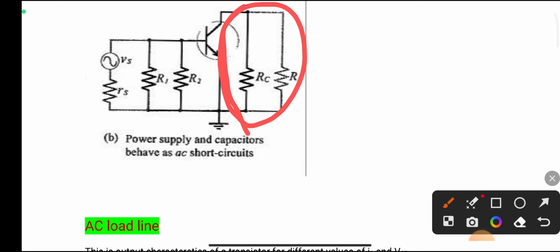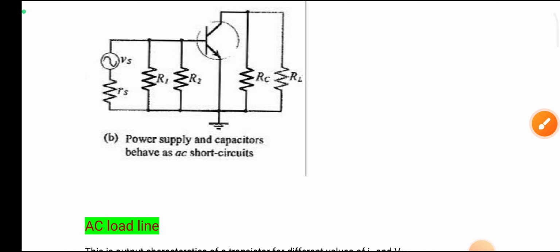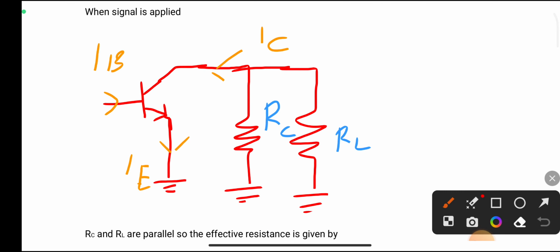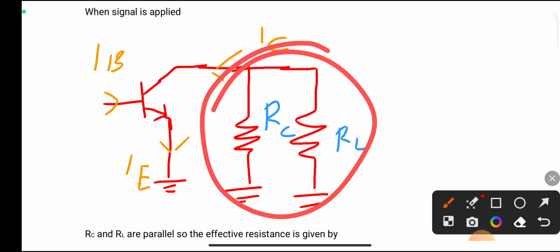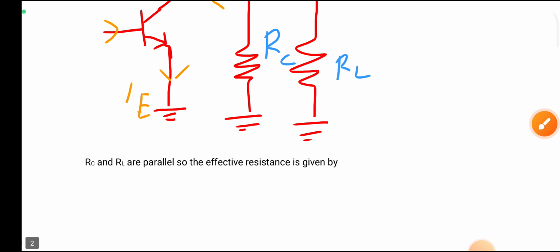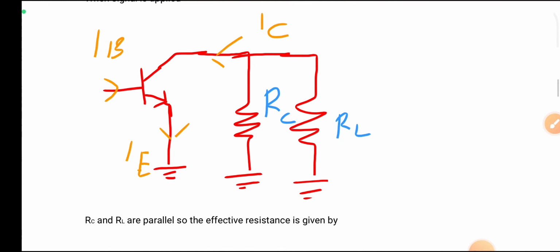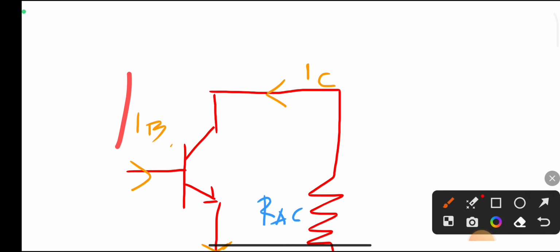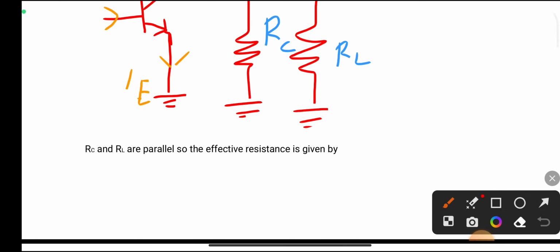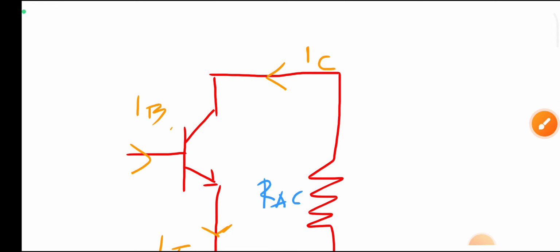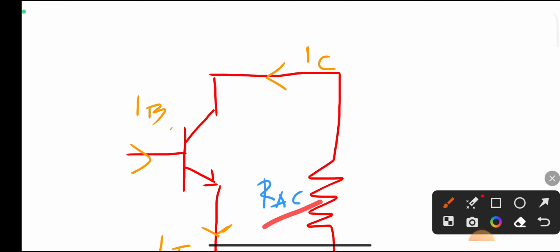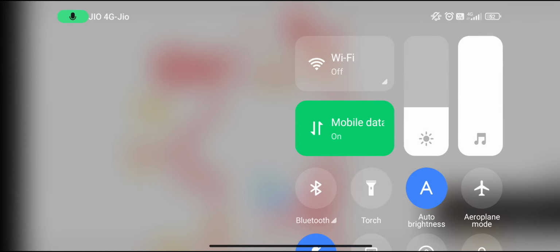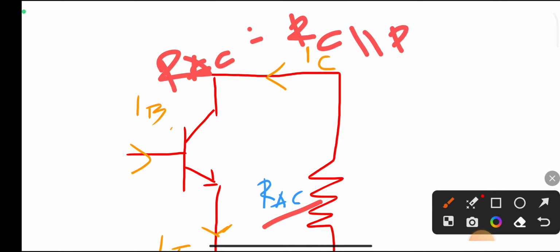In the output we have only two resistors, RC and RL. This RC and RL are in parallel, so here we calculate the effective resistance of this network. The effective resistance is given by, since these resistors are in parallel connection, RAC is the effective resistance. RAC is equal to RC parallel RL. You know how to calculate the effective resistance in a parallel combination.